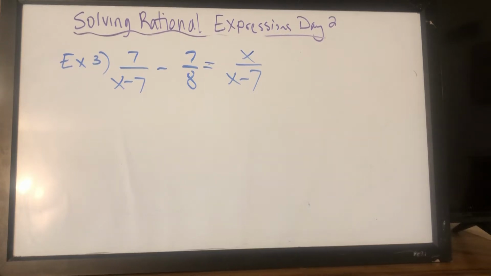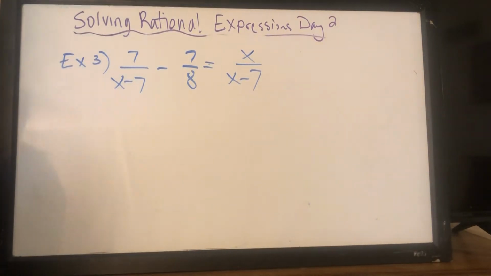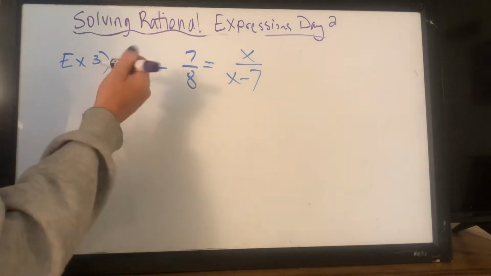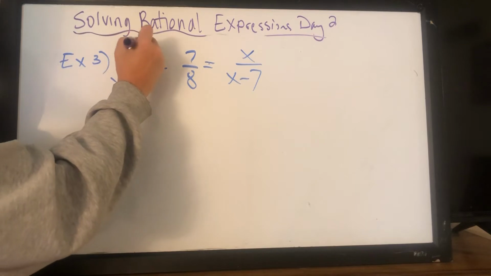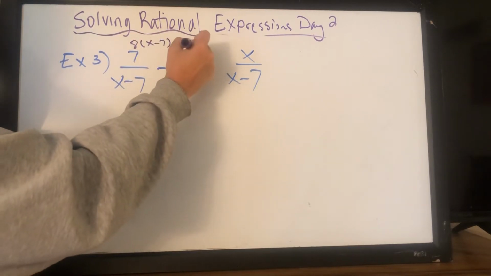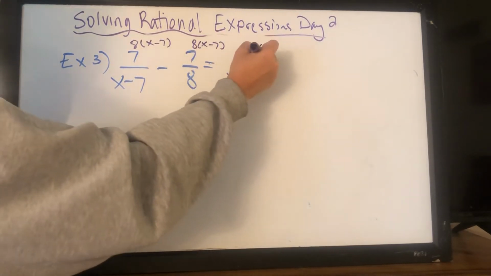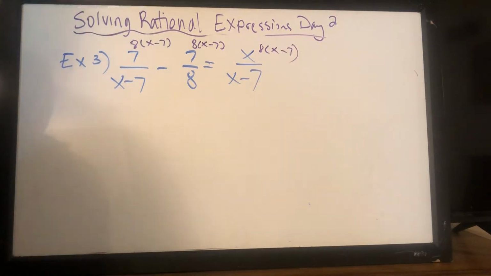What would cancel out the 8? Yep, good, an 8. And then the x minus 7. So we're going to put an 8 up top, x minus 7.